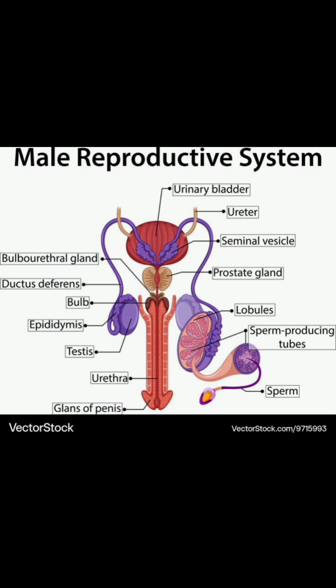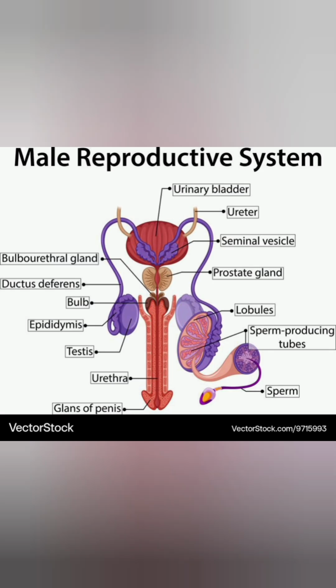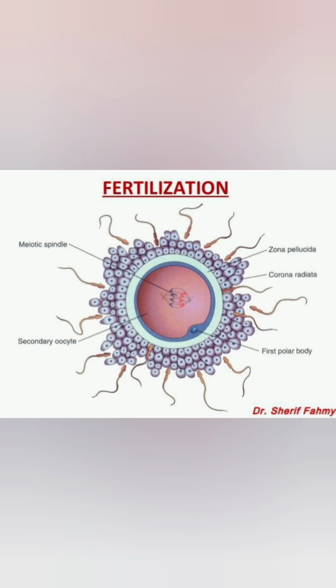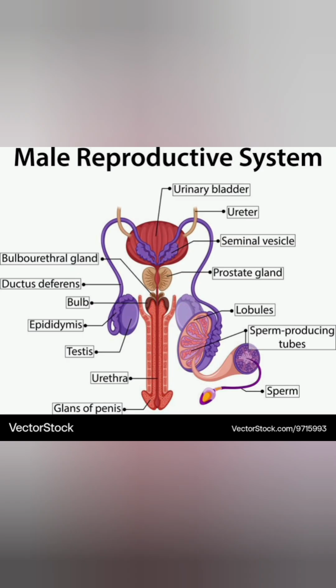Male reproductive system. The male reproductive system is responsible for producing sperm and the male sex hormone testosterone and for delivering the sperm for fertilization. The male reproductive system consists of the following organs.